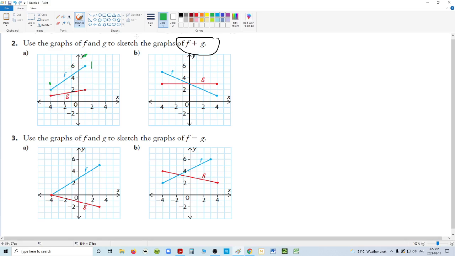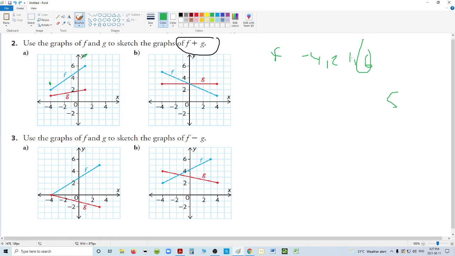Let's come up with the blue line formula, f. Right there it's 1 comma 6. And right down there it's minus 4 comma 2. So you could come up with the formula right there. I see the y-intercept is not quite clean, but let's call it 5. And I could do the slope. 6 minus 2 is 4.